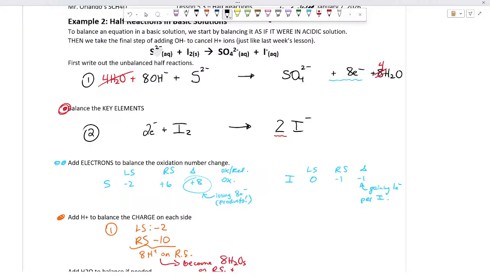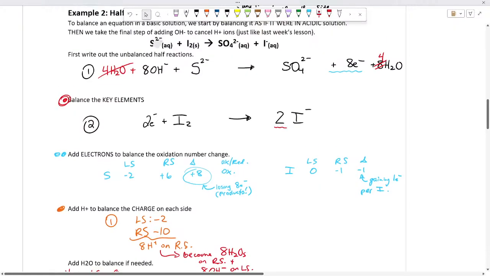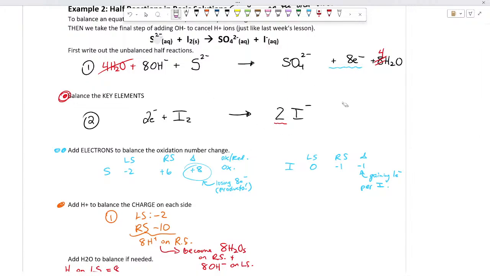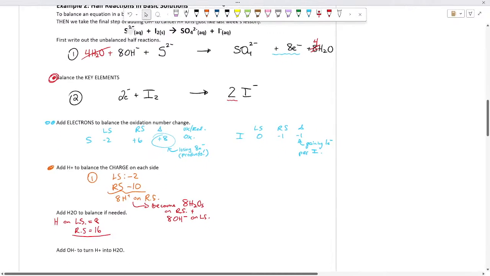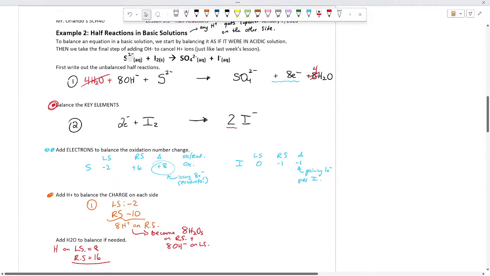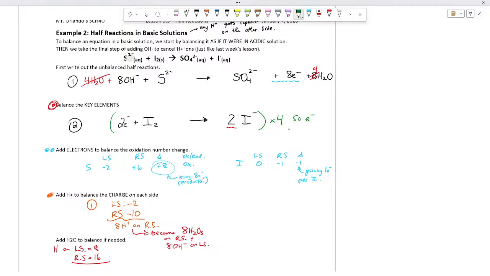Okay, how's that? Next, add H plus to balance the charge. What's the charge on the left? Okay, what's the charge on the right? Okay, good. Add water to balance. Oh, not needed. So this is balanced. So now we can put these together, except we need the electrons to match. So what do we multiply this whole thing by to make the electrons match? 4. All right. We need to multiply this by 4 so the electrons match.